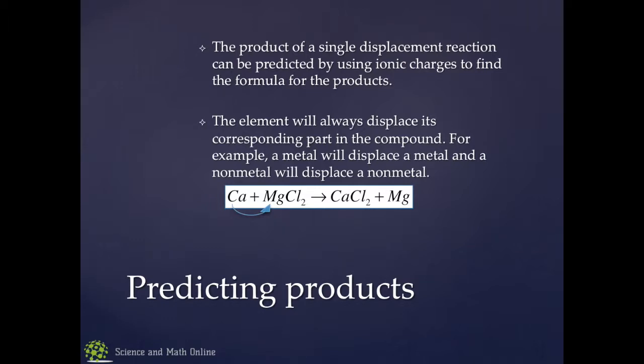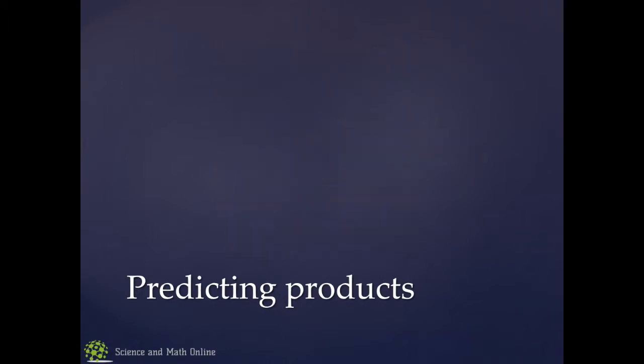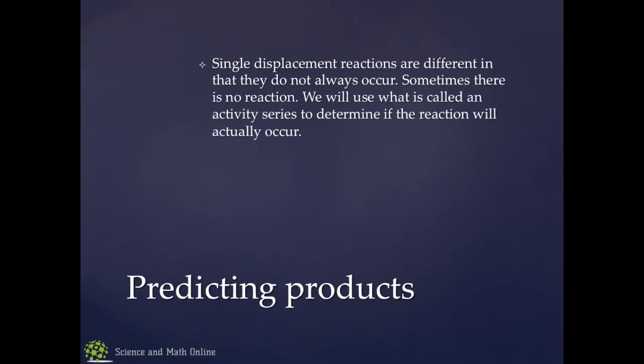So the metal comes along, it's going to kick out the metal and go with the non-metal, and the metal's kicked off by itself. If I had a non-metal element and it comes in, it's going to replace the non-metal, and it's going to partner with the metal. Like is going to replace like, and that's always how it works. Now we need to decide, what's going on? Does that always happen? No.